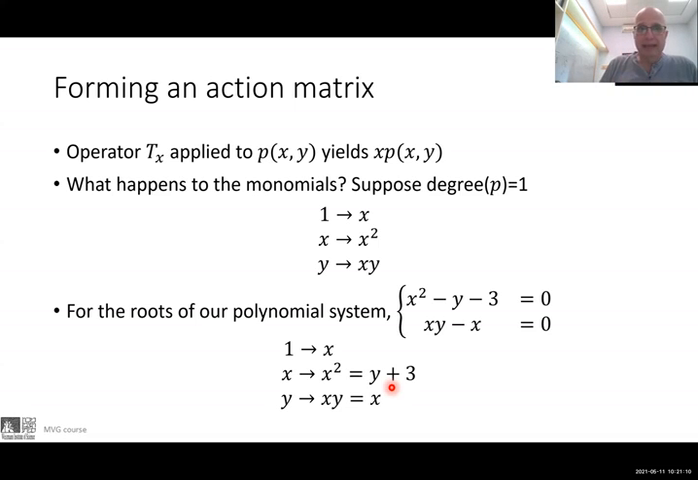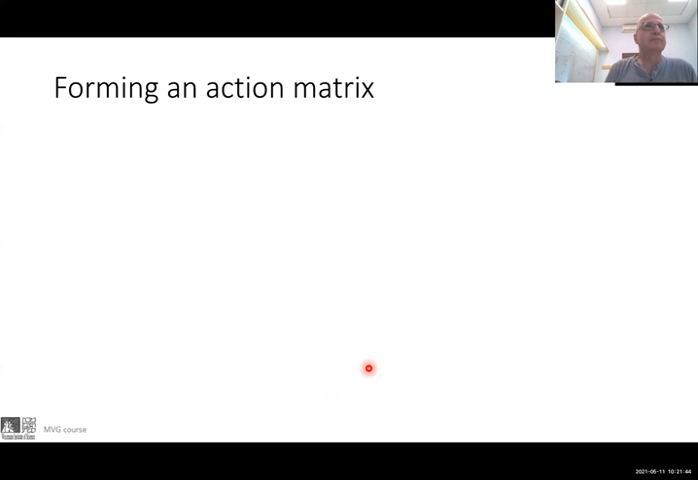And what did we do here really? We took monomials, so we had a first degree polynomial. We multiplied by x, we got a second degree polynomial. And using these substitutions, we get back to a first degree polynomial. So now we can look at the mapping from a first degree polynomial back to a first degree polynomial, given this operator Tx.